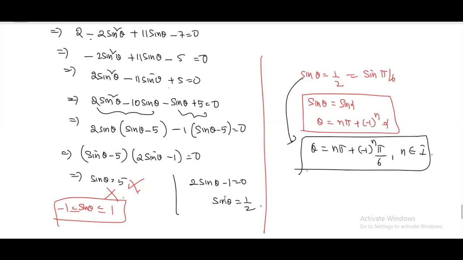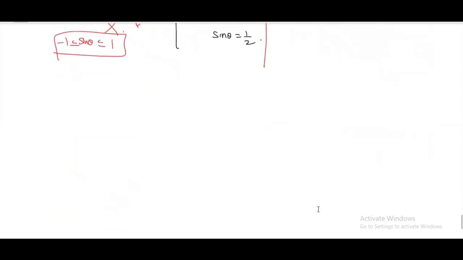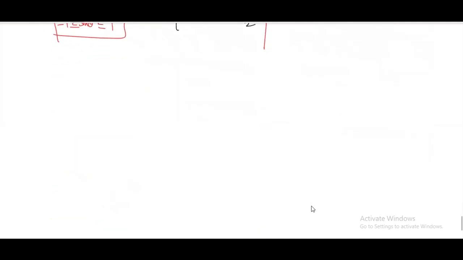So hope you understand very clearly. Let's see one more question. The next question is: solve the equation tan square theta minus secant theta is equal to 1. So let's see how to solve this question.